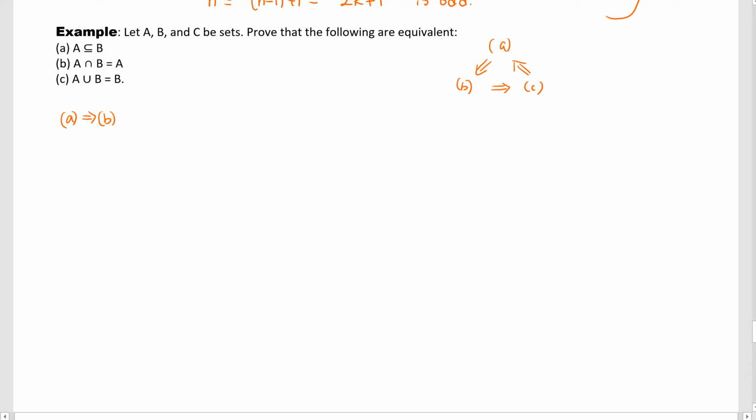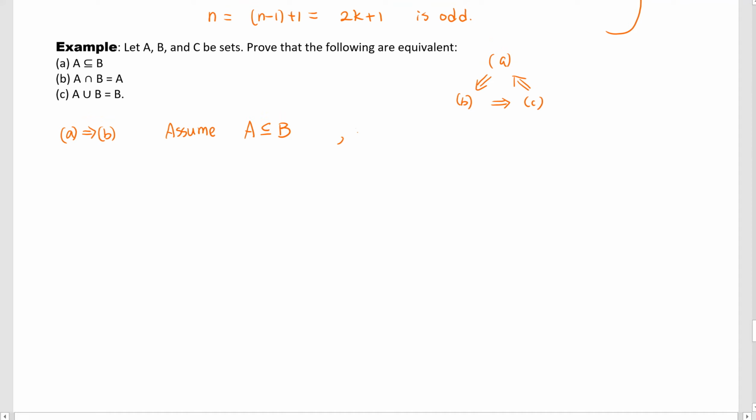So suppose A is true, so assume A is a subset of B. We want to show A intersect B equals A. In order to show A intersect B equals A, we want to show A intersect B is a subset of A, and we also want to show A is a subset of A intersect B.